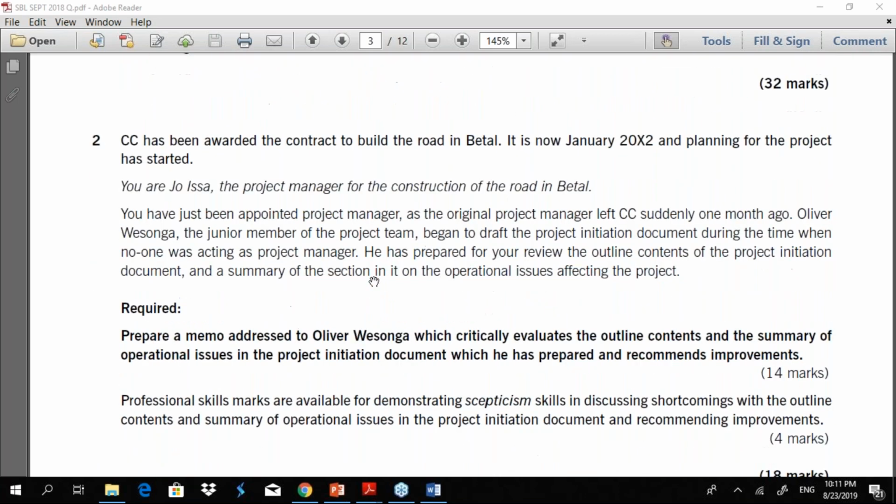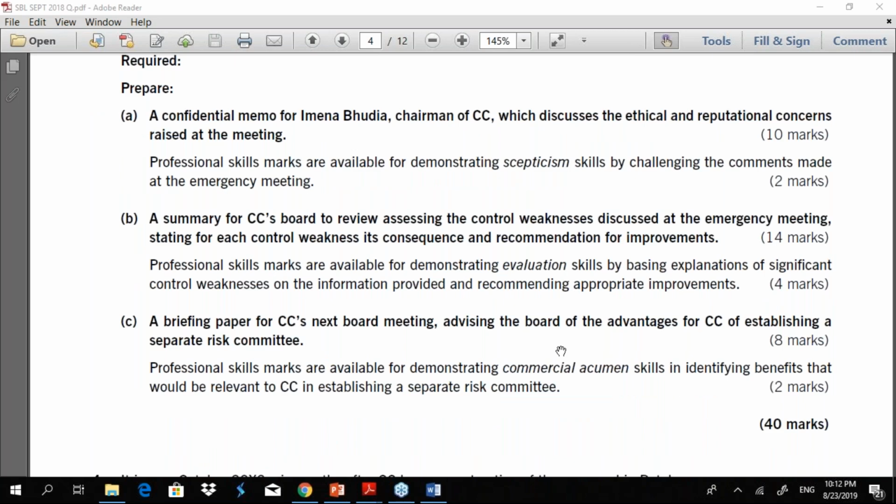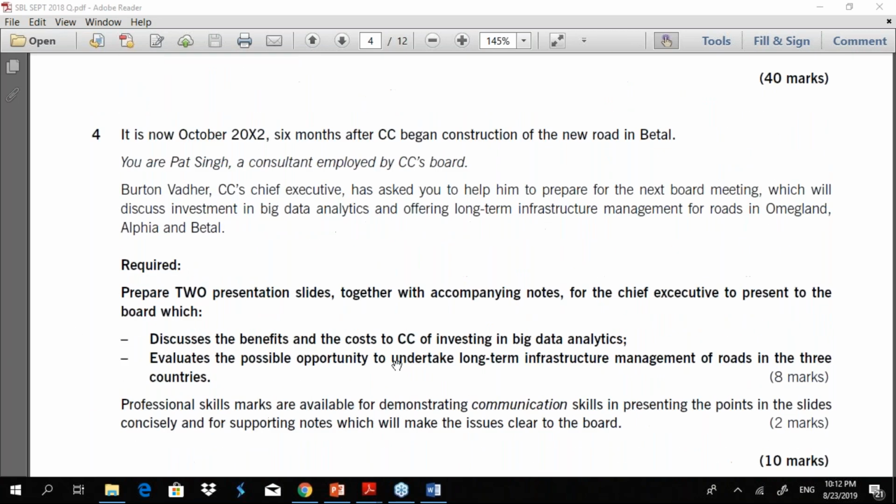Right? Looking at 2, here we need to have an idea of PID, project initiation document. So that is technical, plus a bit of business knowledge as well. And then 3A is about ethics, technical knowledge plus a lot of practical examples. Then control weaknesses, risk committee, it's technical. And then big data analytics can be technical. So you would see a balance of technical plus more practical aspects that are being tested.